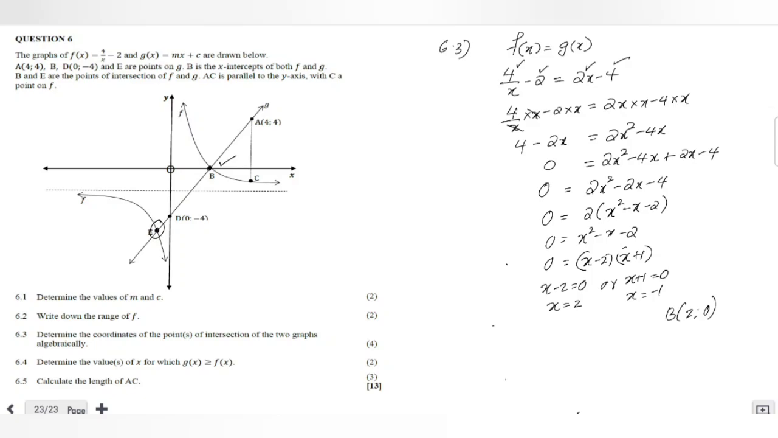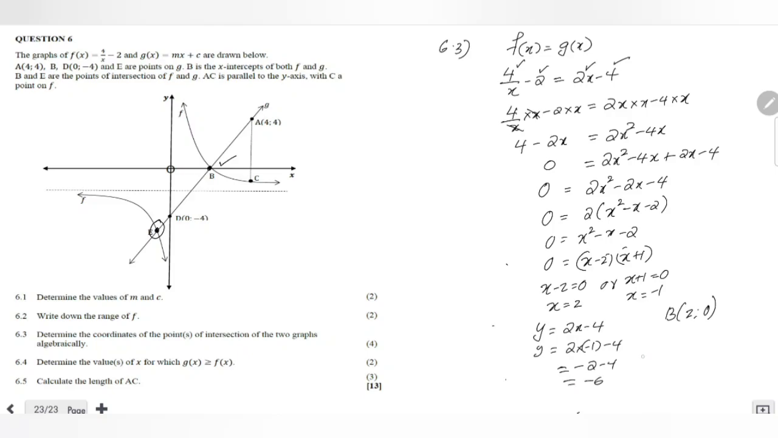How do you find the y value? Substitute in one of the equations. You can choose hyperbola or straight line. Let me use the straight line because E is part of the straight line. So what is the y value of point E? y is equal to the equation of the straight line, that is 2x minus 4. That is y is equal to, what is the x value of E? Minus 1, isn't it? That is 2 times minus 1 minus 4, which is going to be minus 2 minus 4, that is minus 6.